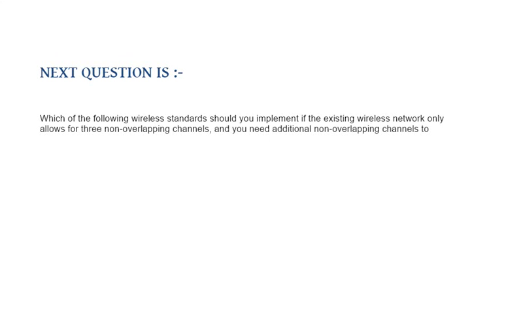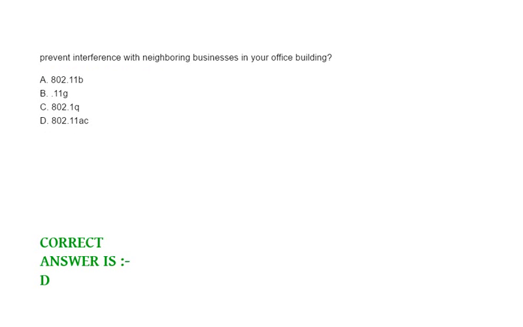Next question is, which of the following wireless standards should you implement if the existing wireless network only allows for 3 non-overlapping channels and you need additional non-overlapping channels to prevent interference with neighboring businesses in your office building? Option A, 802.11b. Option B, 11G. Option C, 802.1Q. Option D, 802.11 AC. Correct answer is option D.